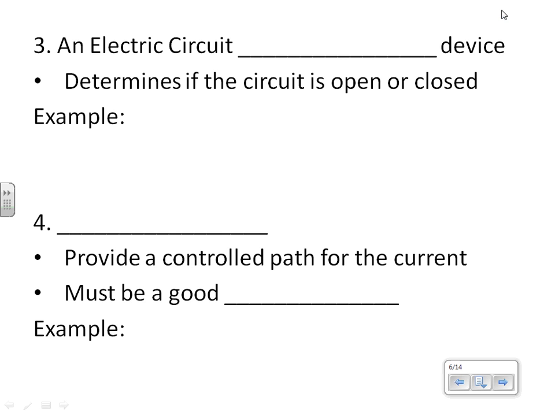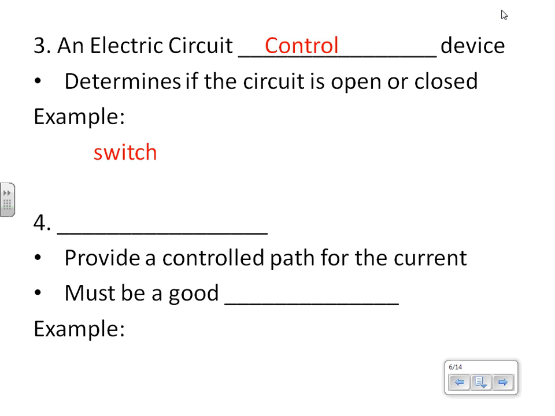All right. Third part of an electric circuit, it must have a control device, and this determines if the circuit is open or closed, or if it's on or off. So a really good example of this is a switch, just like a light switch when you walk into a room. To close the circuit and turn it on, you flick the switch. To open the circuit and turn it off, you turn the switch off.